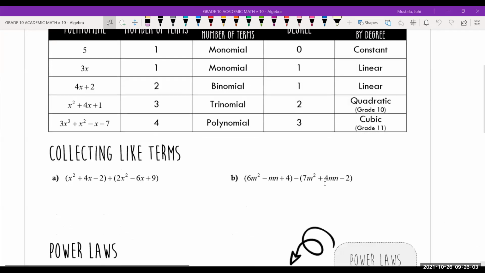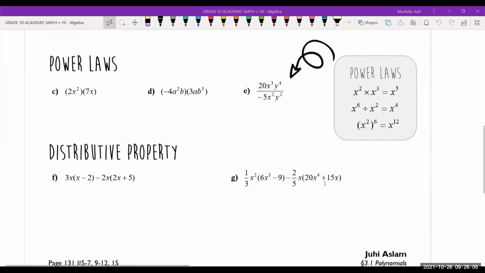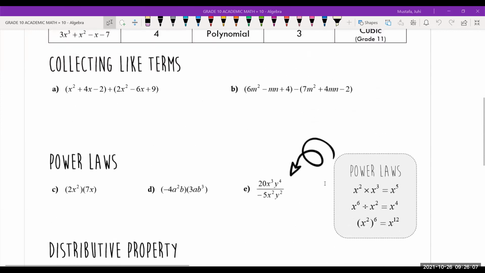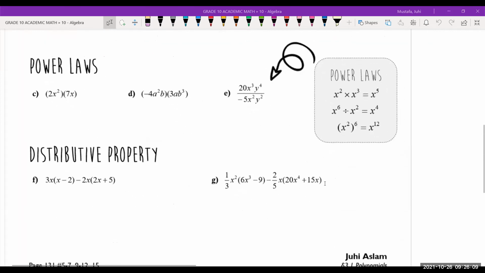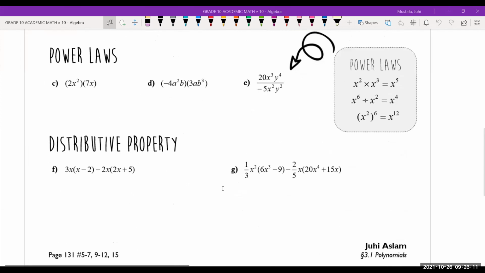I wasn't planning on taking this up, but did anyone have any questions? Oh, actually, you know what? Let's do a couple of them. So let's talk about power laws. I've written the power laws on the side over there. Remember, if you have the same base and a multiplication sign, you're going to add the exponents. Same base division sign, you're going to subtract the exponents. And then when you have a power of a power, you multiply the exponents to get 12. So if I were to do questions like this, what did you guys get for C?